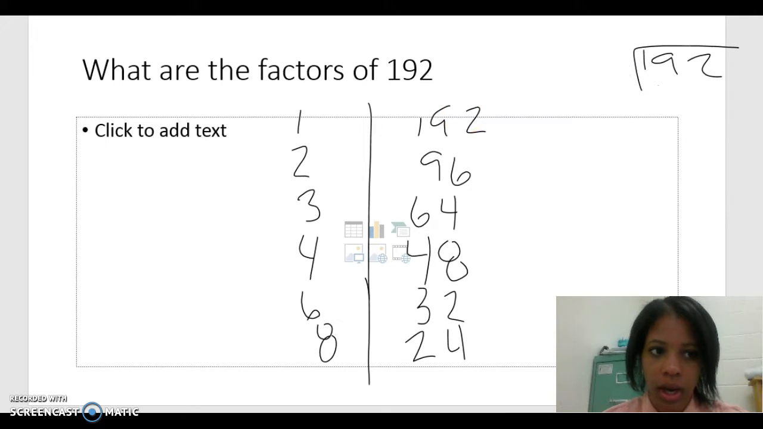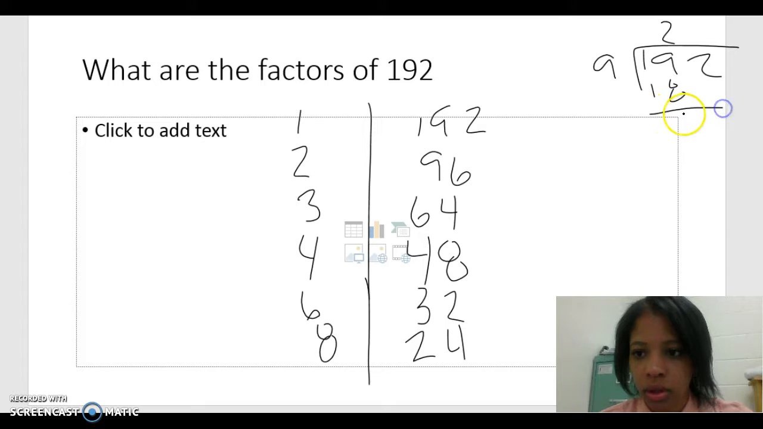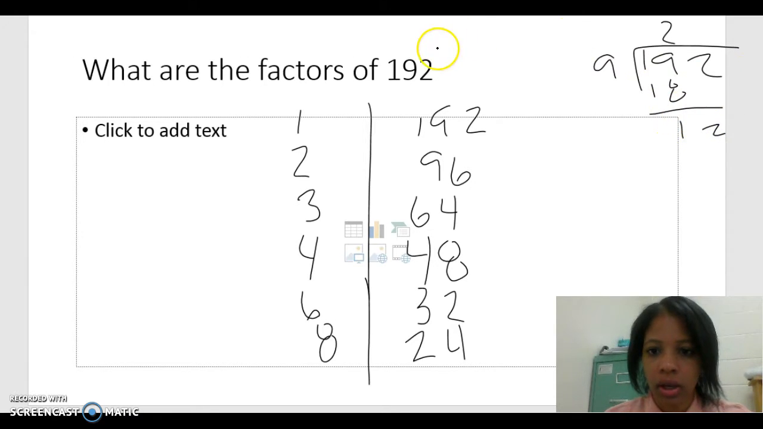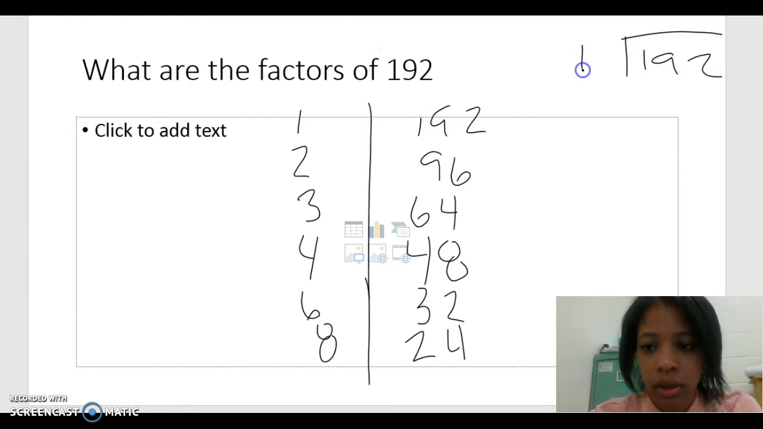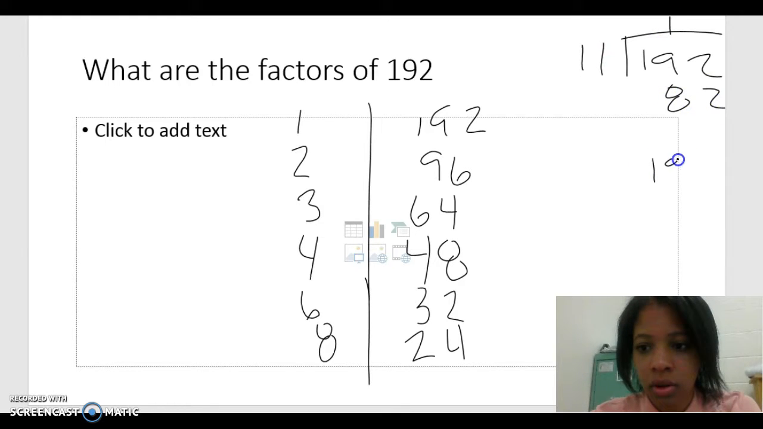So now let's try 9. That's not going to work. 9 doesn't go into 12 evenly. 10's not going to work because it doesn't end in 0. Can try 11. I don't think that's going to work. Sorry, this is taking a while. 11 doesn't work.